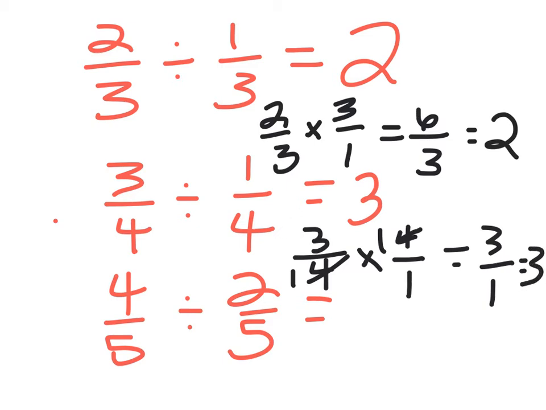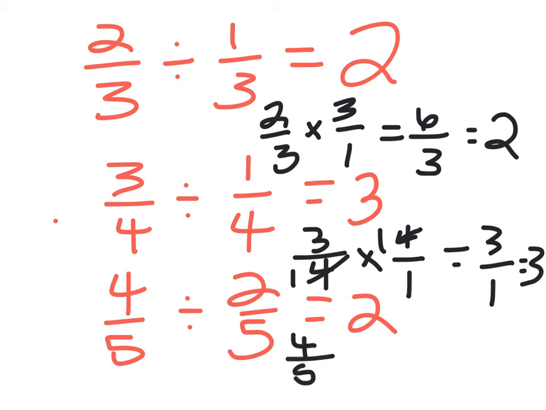Now this last one's a little harder. 4/5 divided by 2/5. So that's saying how many 2/5 sections are in 4/5. Well, if you have 2 of the 2/5 sections, you get 4/5. So the answer for this one would be 2. Let's see if we get that when we do the math.